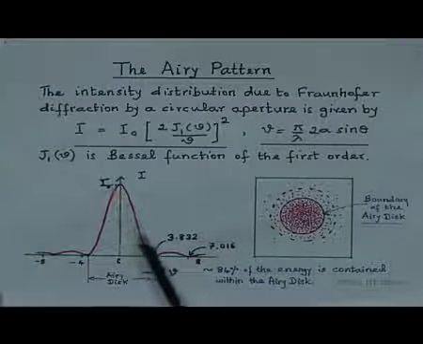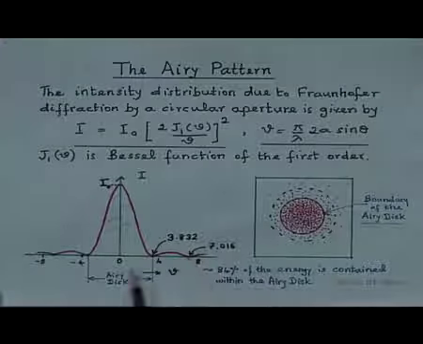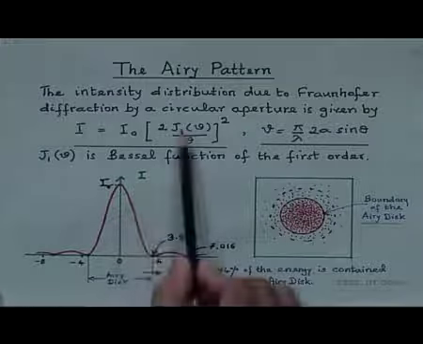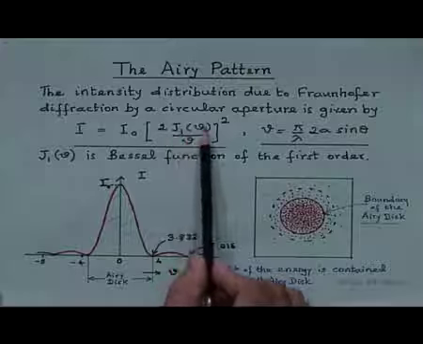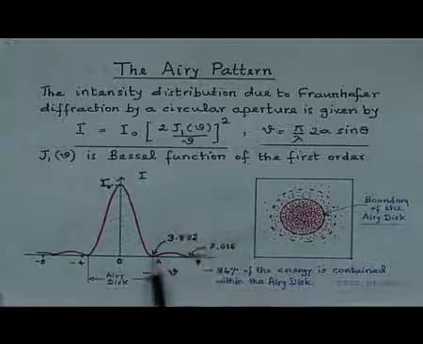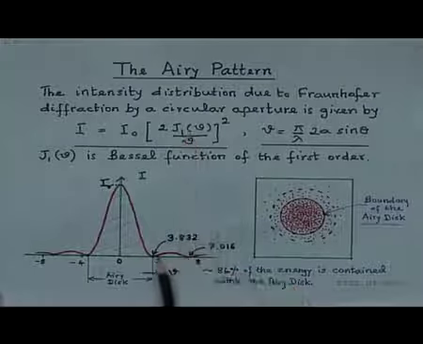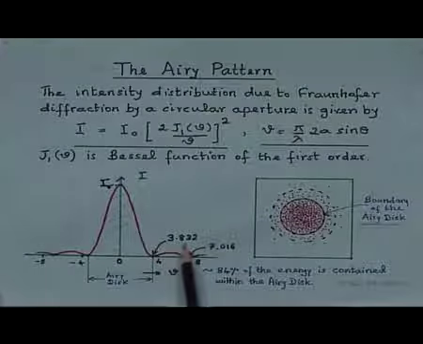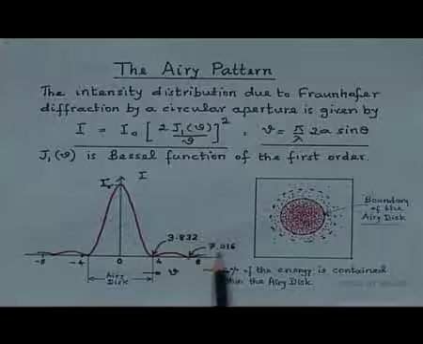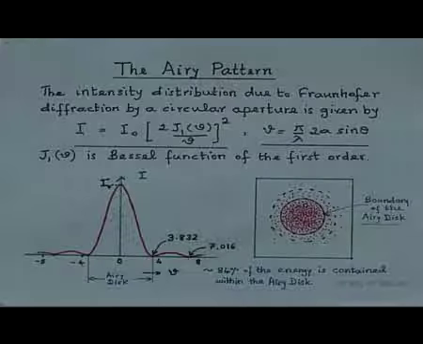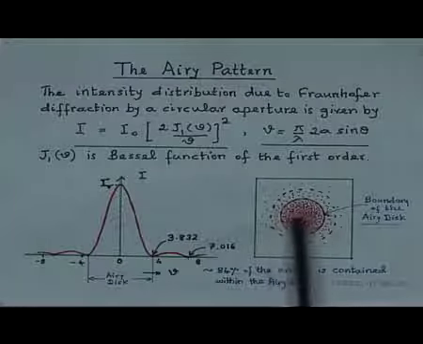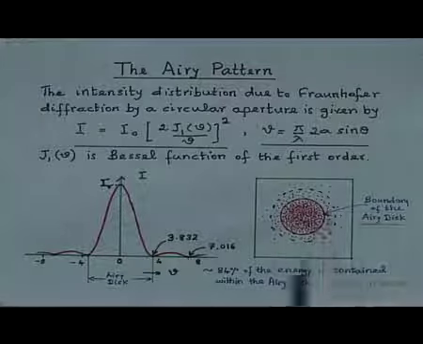We have discussed this in the last lecture, and we see that the intensity zeros are given by zeros of the Bessel function J1 of V. The first zero of the Bessel function occurs at V equal to 3.832, and the second zero occurs at 7.016 and so on. Approximately 84% of the energy is contained within the Airy disk.